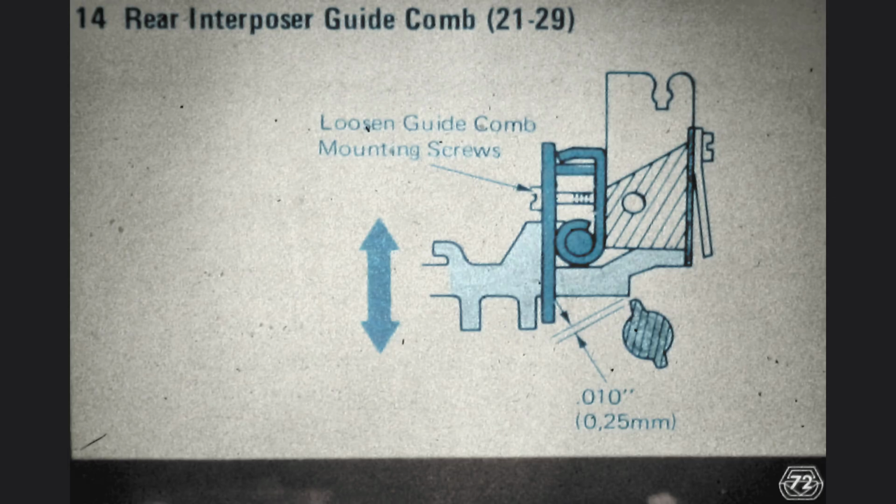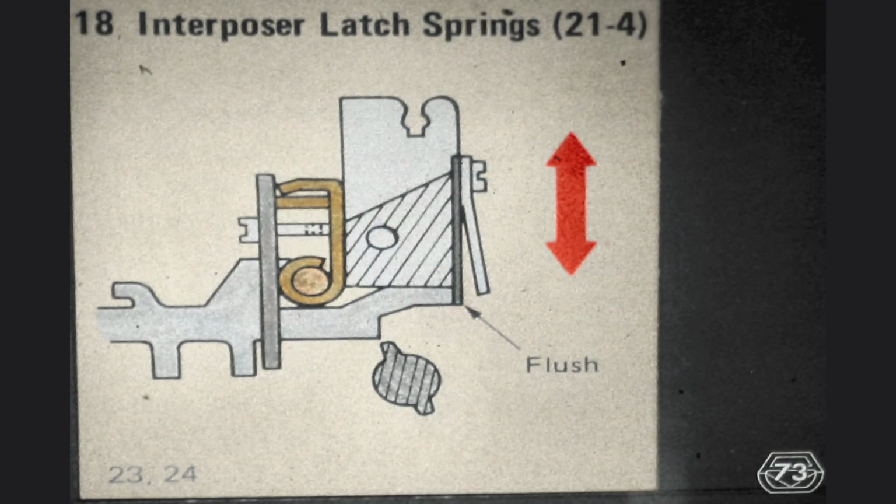Later on, we will adjust the clearance between the steel balls of the compensator tube. At this point, however, you only need to adjust the position of the tube. Our second adjustment is that of the height and the lateral position of the interposer latch springs. Quite clearly, after having been centered in relation to the interposers, the ends of the springs should be flush with the bottom edge of the interposers when the interposers are at rest.